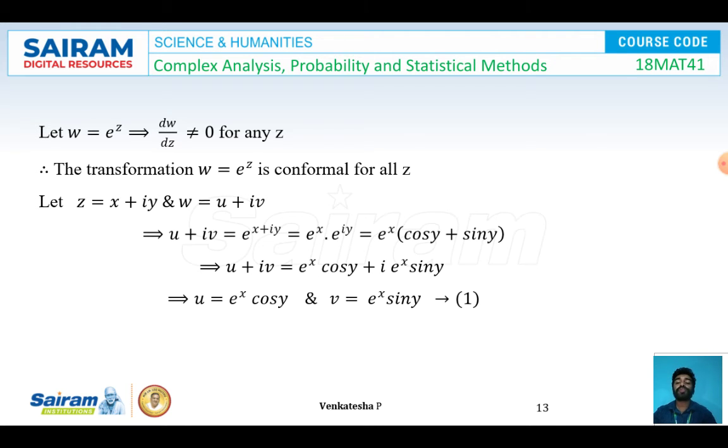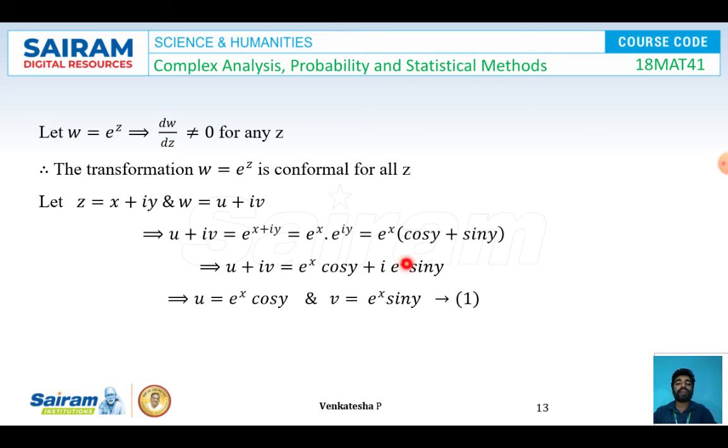Now I'm going to consider z is equal to x plus iy and w is equal to u plus iv in the equation w is equal to e power z. After replacing this, I got the equation u plus iv is equal to e power (x plus iy). On expanding this, we'll be getting e power x into e power iy. This e power iy is cos y plus i sin y. So I got the equation e power x (cos y plus i sin y).